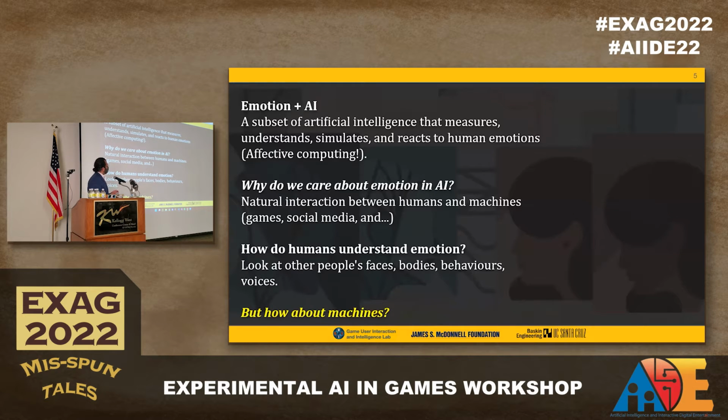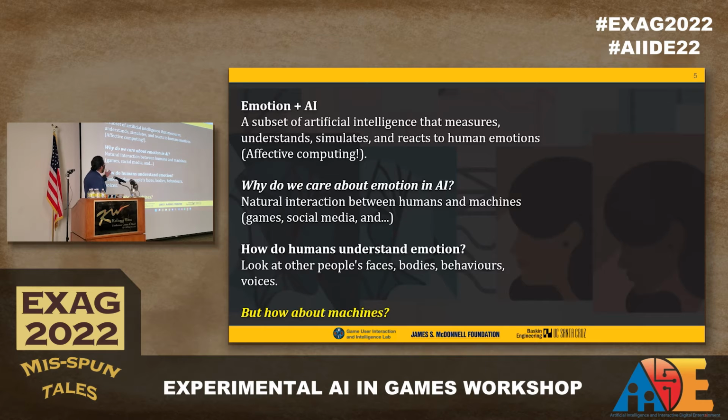But let's get back to the fundamentals a little bit and see why we care about emotion, what's the connection with AI, and why we are doing this. First of all, there is the field of affective computing, a subset of artificial intelligence that measures, understands, simulates, and reacts to human emotions. And why do we care about emotion and AI? Because there is always an interaction between a human and a game or social media, and all of these interactions are really important to see in order to understand those interactions between the human and those media.